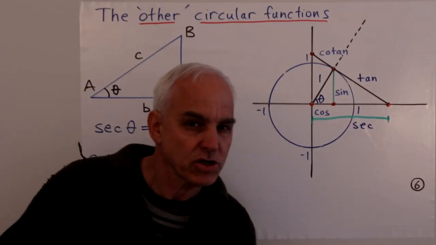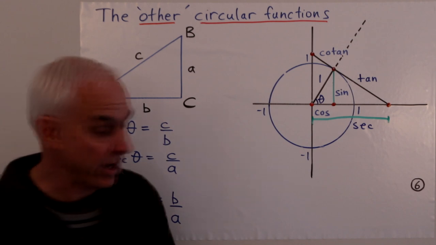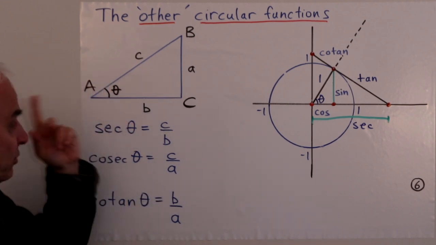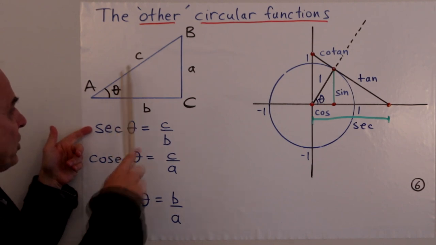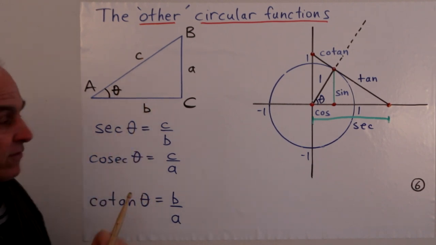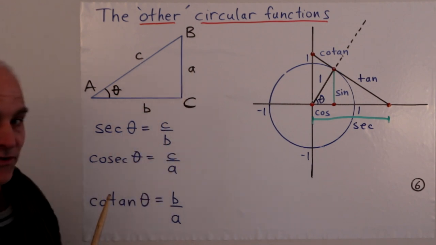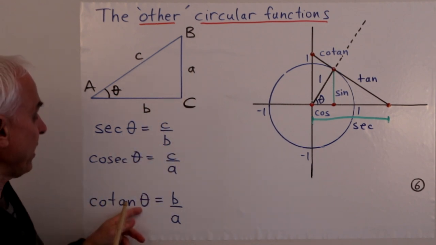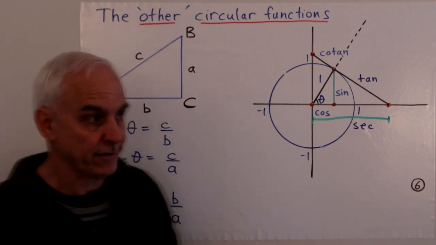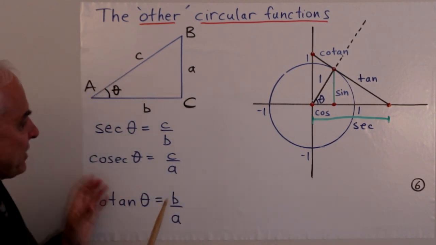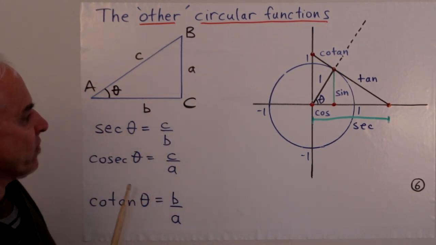Okay, and let's also mention the other circular functions. So here's our basic right triangle again, and along with cosine, sine, and tan, we also have these other ones. Secant of theta, which is C over B, that's the reciprocal of cosine. Cosecant of theta, which is C over A, that's the reciprocal of sine, and cotan theta, which is B over A, which is the reciprocal of tan theta.